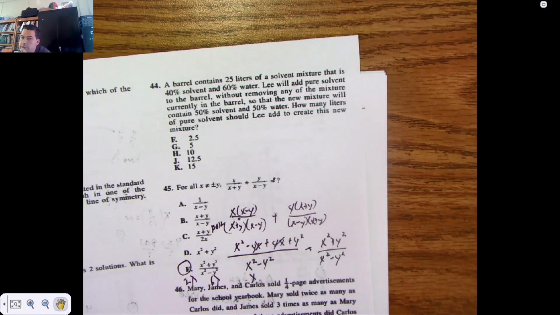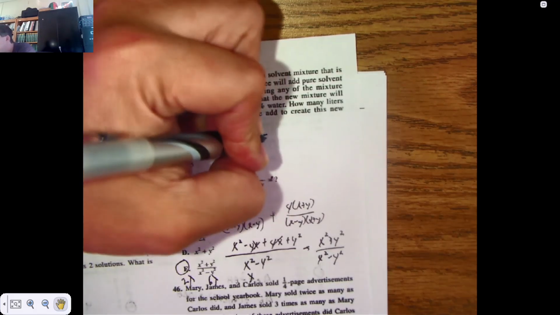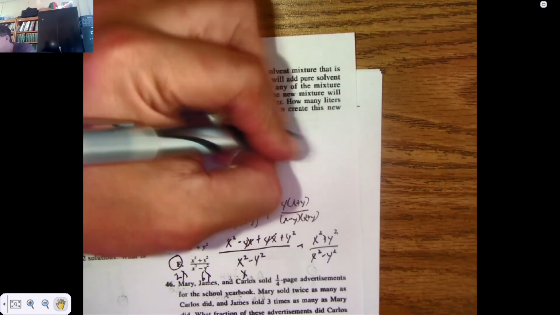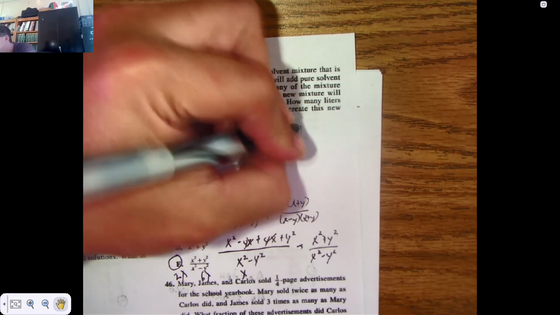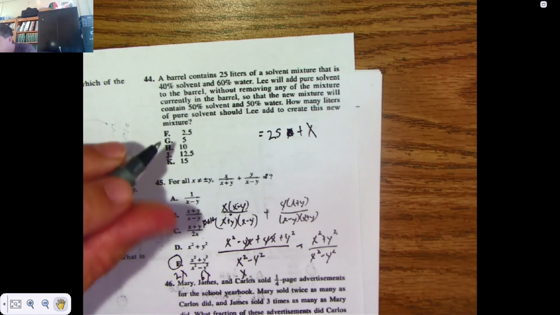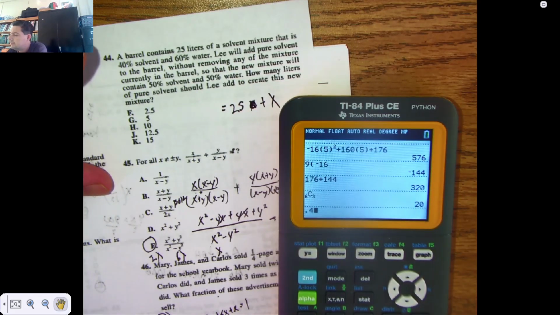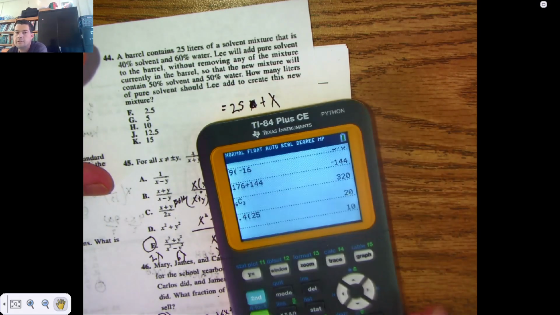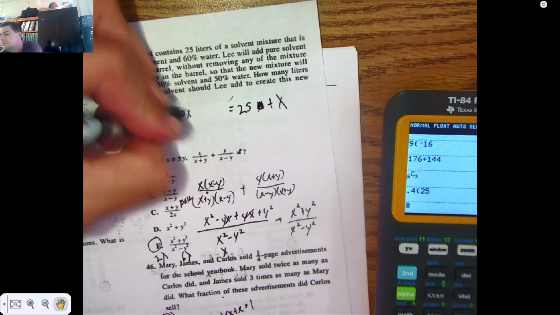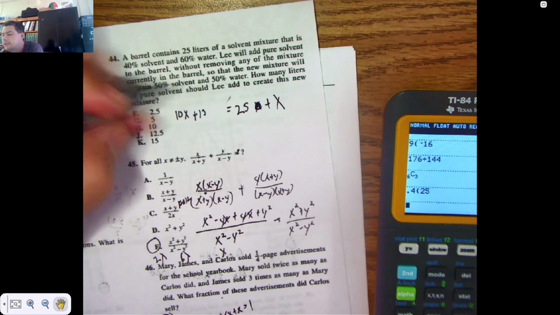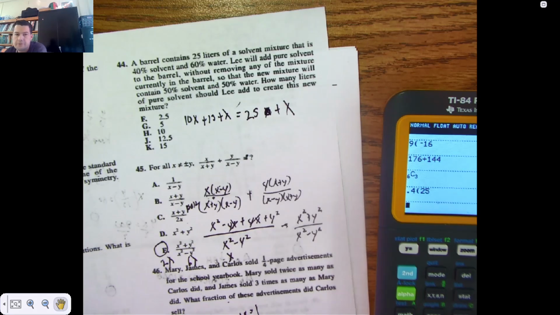Okay, so I'm going to start this off by talking about what's on the right-hand side. The barrel starts with 25 liters, and he's going to add x liters of pure solvent. Now, the barrel is currently made up of a mixture that is 40% solvent and 60% water. You can actually use your TI-84 for this, but if you take 40% of 25, you get 10, right? There's already 10 liters of solvent and then 15 liters of water. And he's also going to be adding x liters of pure solvent to the left.